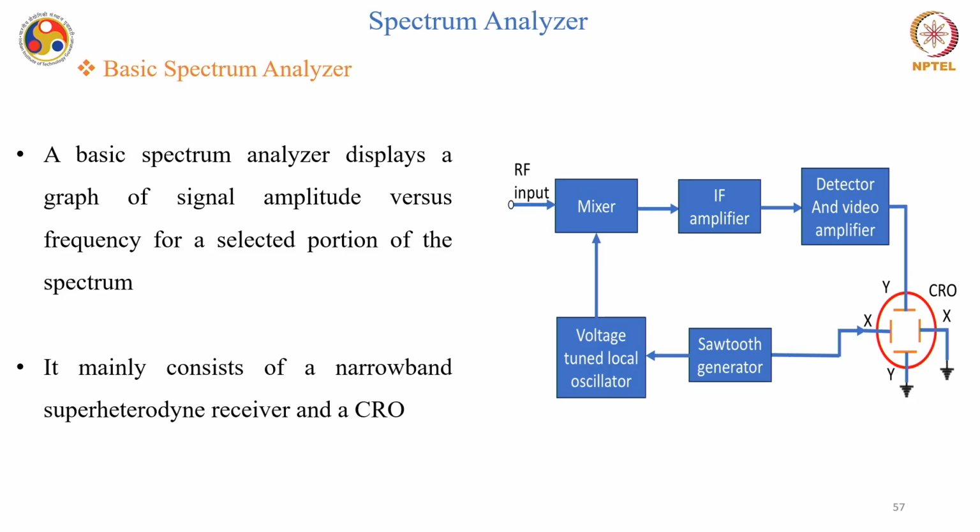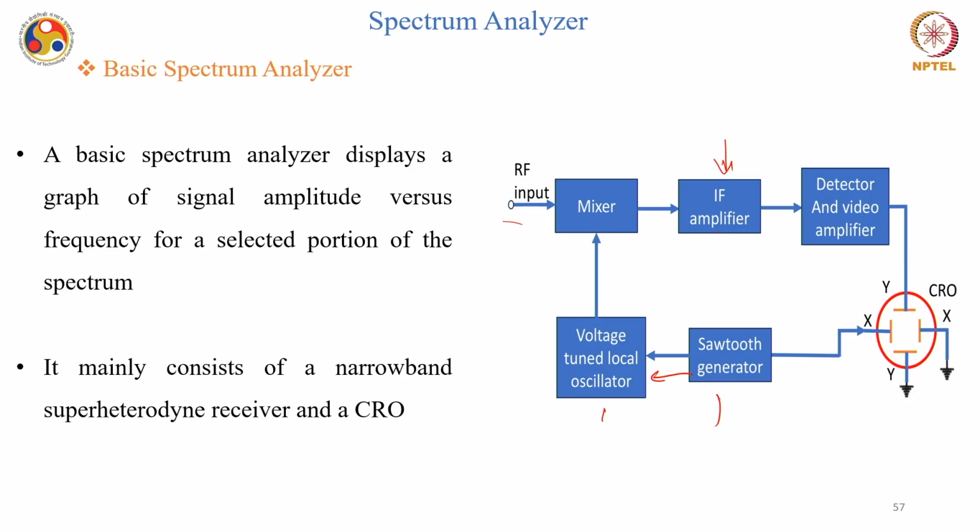A basic spectrum analyzer is shown over here. You have an input, it goes to a mixer. Then I have an intermediate frequency amplifier, then a detector and video amplifier, and it is fed to a CRO, and then a sawtooth generator, which is fed into a voltage tuned local oscillator.